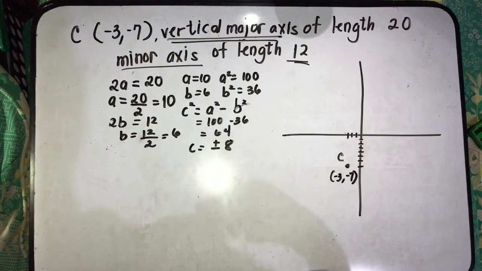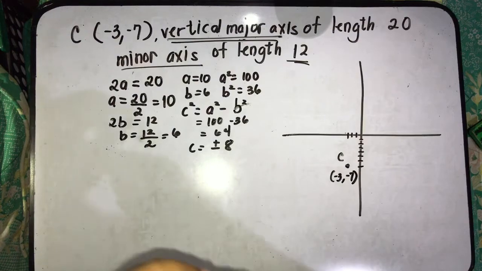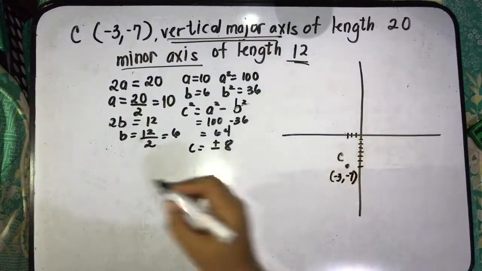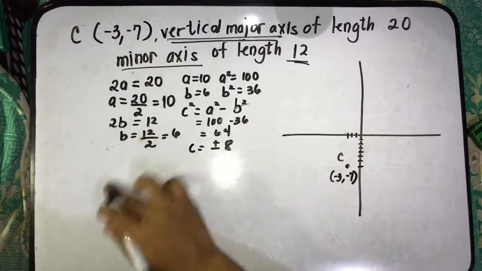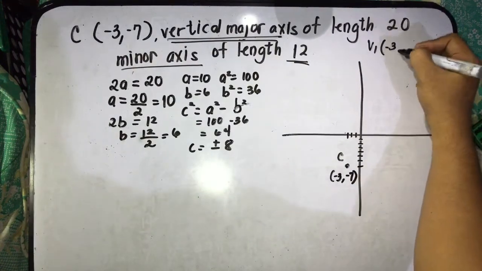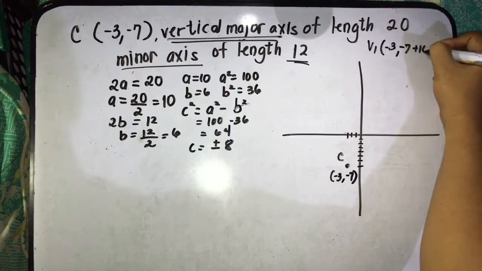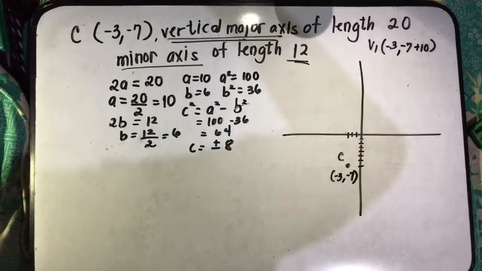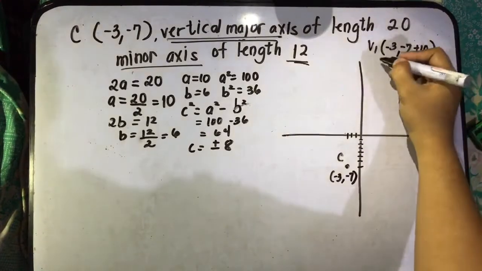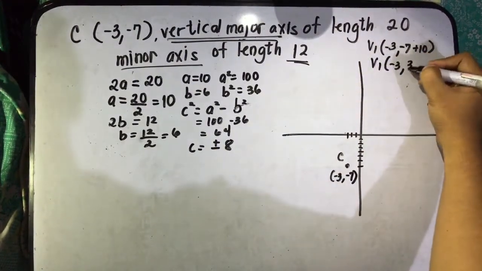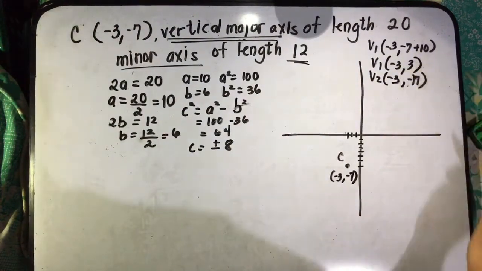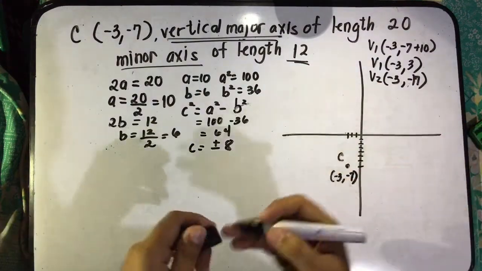Okay, from the center, ang sabi sa atin, vertical major axis of length 20. Okay, major axis natin a. So from center, tataas daw tayo ng 10. So therefore, V1 would be located at -3, -7 plus 10, and that V1 is now at -3, 3. So, nandun yung V1. Yung V2 naman natin is located at -3 and -17. So, andun lang siya.